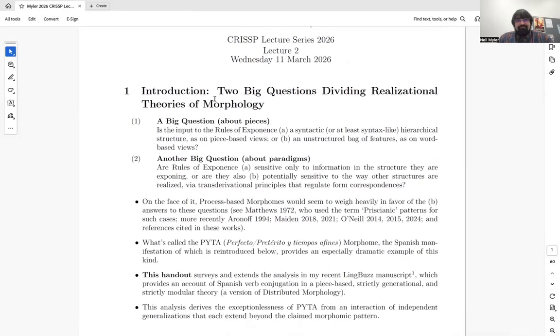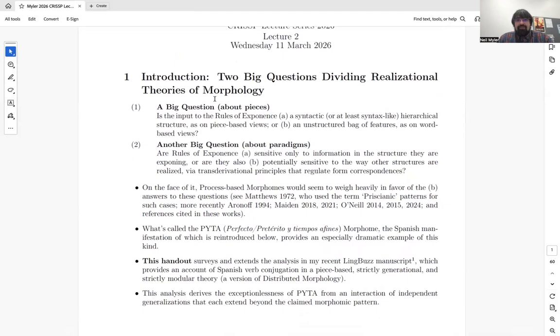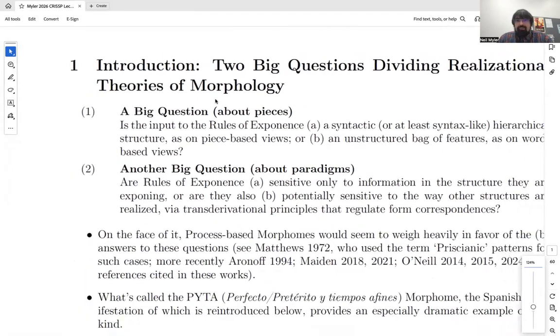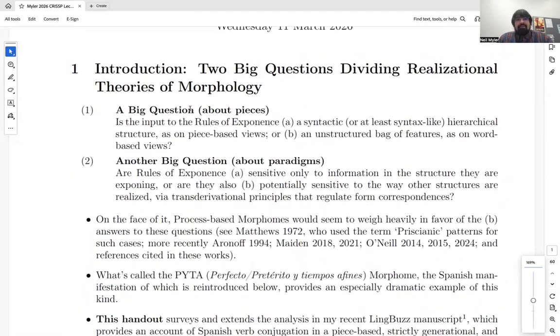The introduction is about 2 big questions dividing realizational theories of morphology. Here they are. The first is a big question about pieces. Is the input to the rules of exponents A, a syntactic or at least syntax-like hierarchical structure as on piece-based views, or B, an unstructured bag of features as on word-based views?